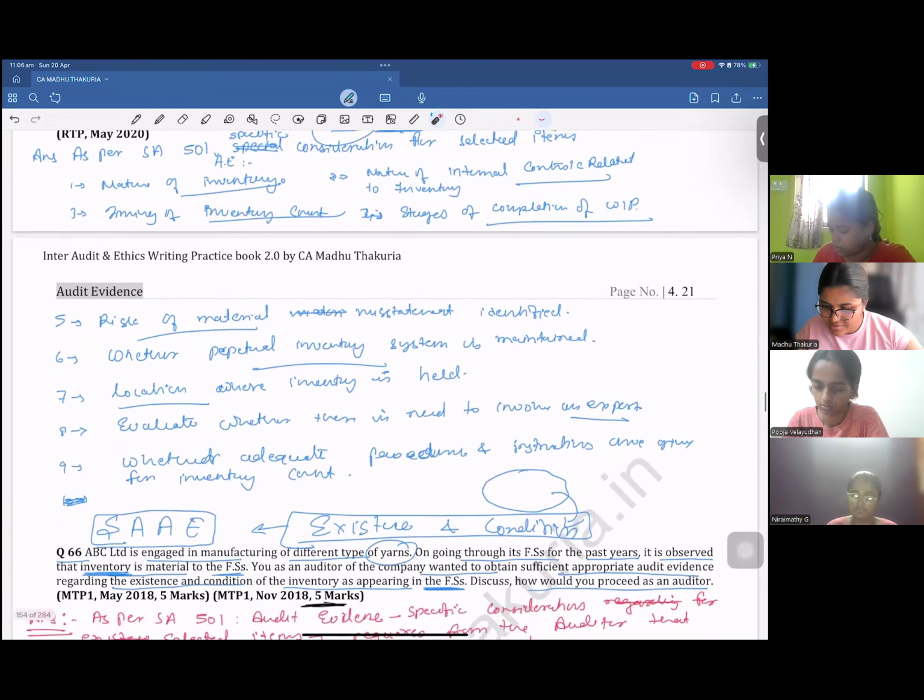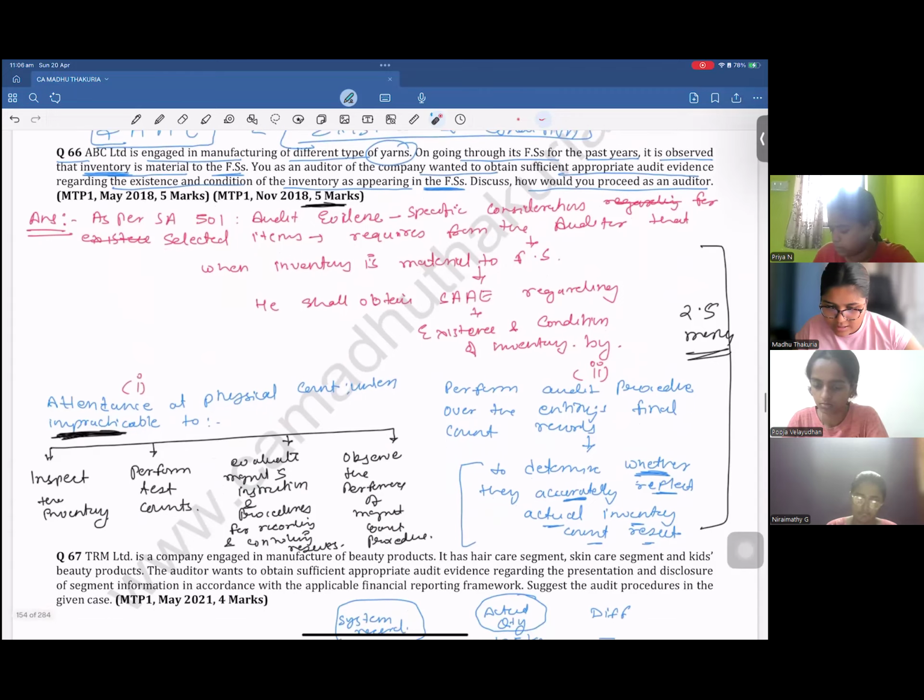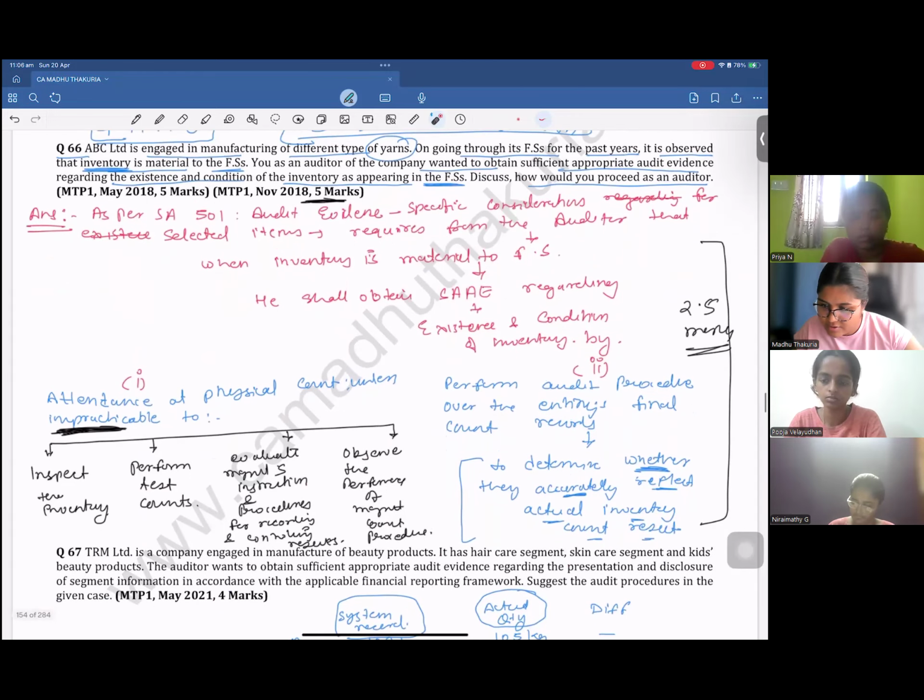Some of the illustrations I skip, guys, because they don't ask such easy questions in your exams actually.